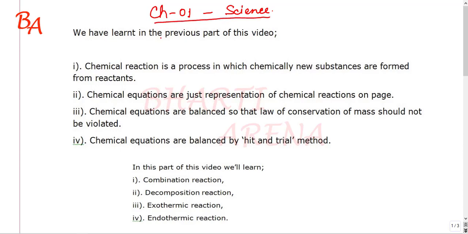In the previous part, we have learned chemical reaction is a process in which chemically new substances are formed from reactants. Chemical equations are just a representation of chemical reactions on paper. Chemical equations are balanced so that the law of conservation of mass should not be violated. And last, chemical equations are balanced by hit and trial method.